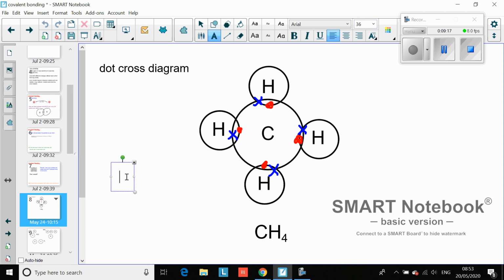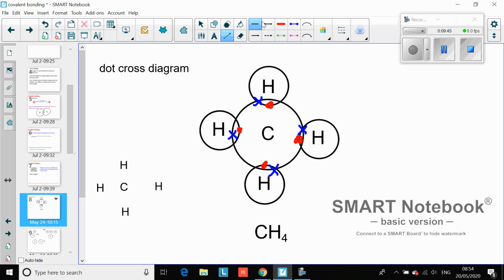The other way would simply be like this. Just quickly, I'm going to have to move these around in a moment, so bear with me a second. We can simply put the elements just there, like that. And then, just to show that they're connected, we would simply draw lines. So each bond is represented by 1 line.